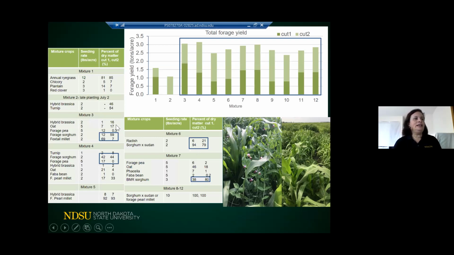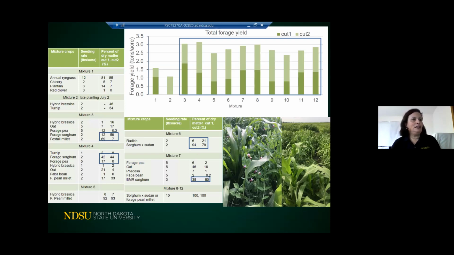Now we cut it, and then the second cut, which came at the end of September, we shift to mainly these grasses, right? 59% now the sorghum, now the millet went down. So sorghum has the ability to regrow really fast after it's cut, and it takes over most of the mixtures.